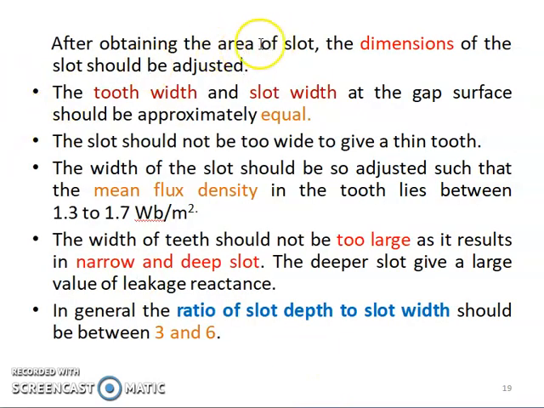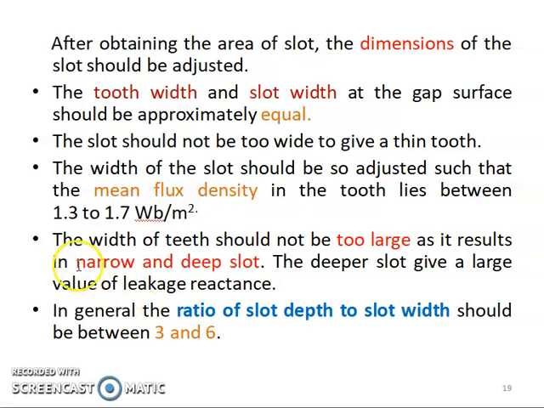Say once the area is obtained, then how are the dimensions of the slot fixed? The tooth width and slot width at the gap surface should be approximately equal. Tooth width and slot width must be nearly equal. The slot should not be too wide to give a thin tooth. The width of the slot should be so adjusted that the mean flux density in the tooth lies between 1.3 to 1.7 Weber per meter square. This we have seen, how the choice of flux density in the teeth section is limited depending upon magnetizing current and iron loss in the machine.